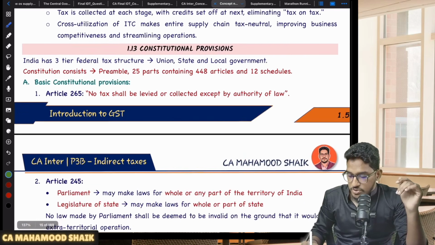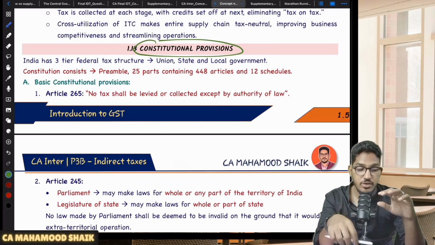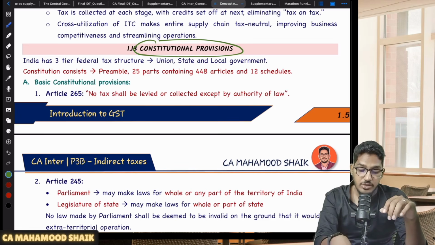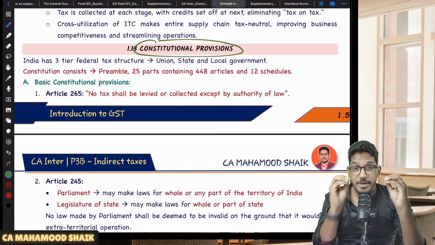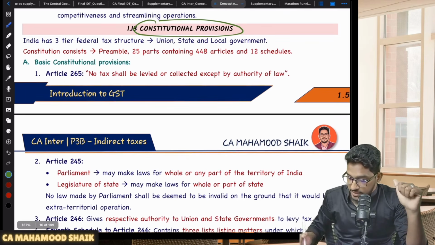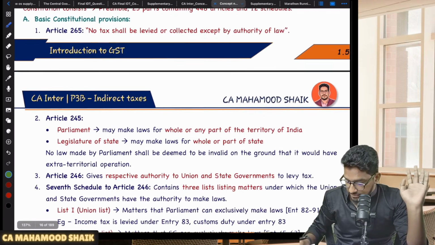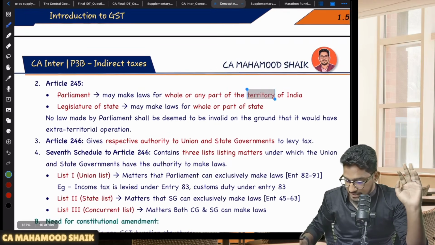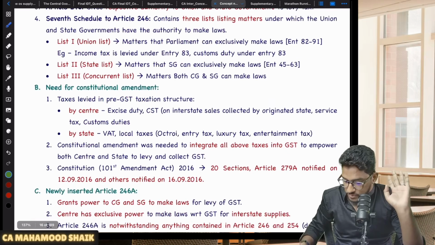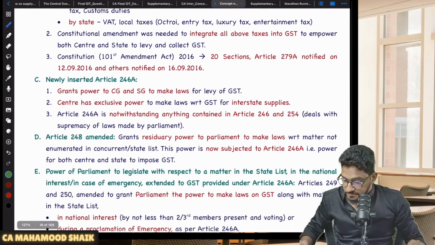And then we have constitutional provisions. So what are these constitutional provisions? To bring that GST system into India, we altogether needed a constitutional amendment. The Constitution was required to be amended to bring the GST into India. The Constitution contains different parts, and at various parts they have made the amendment. So I will tell you only those amendments which are necessary here, not the less relevant ones.